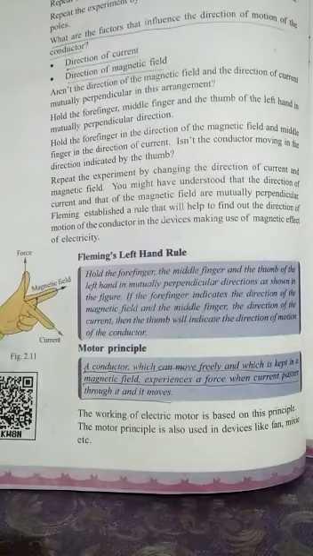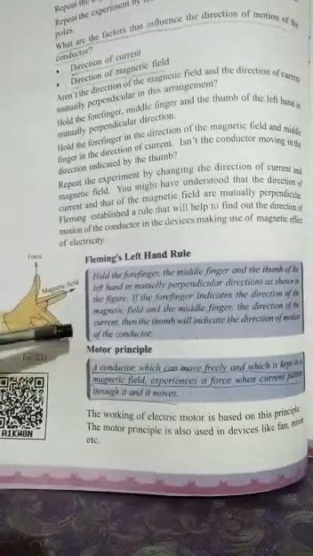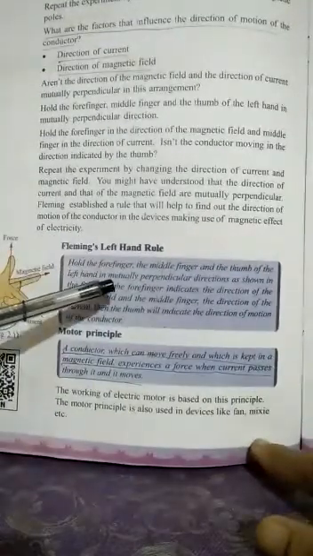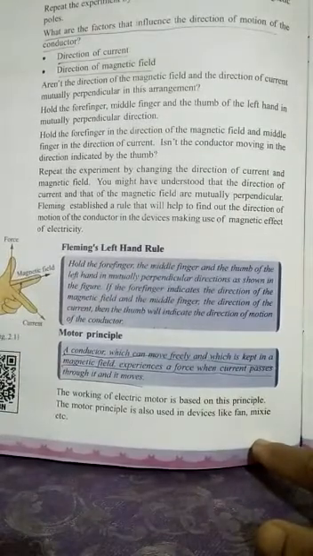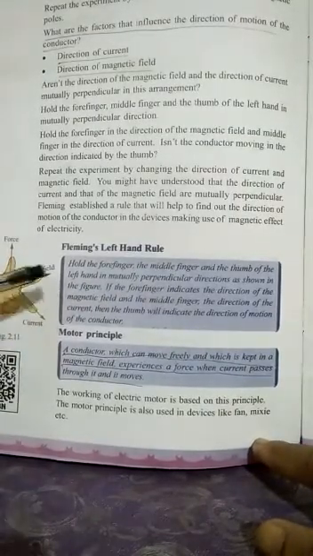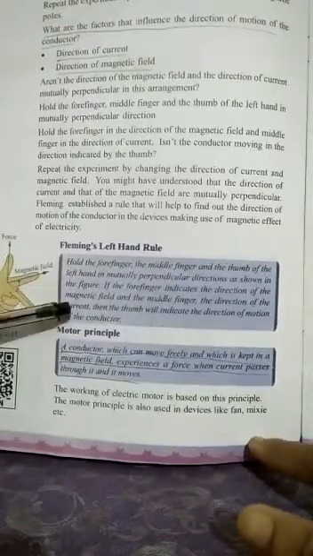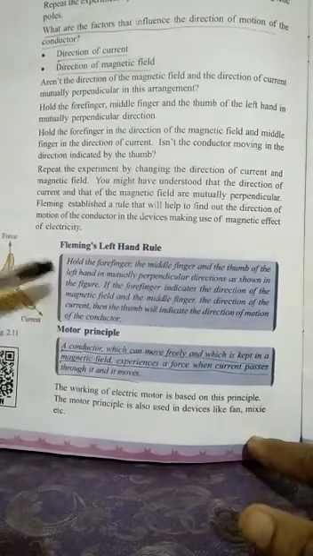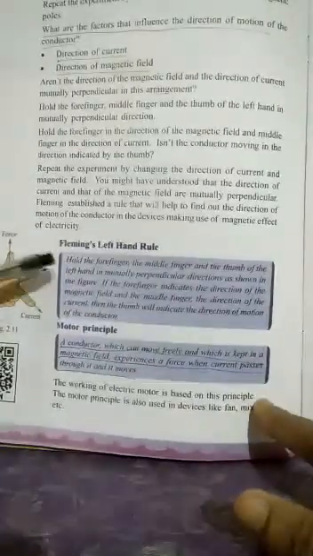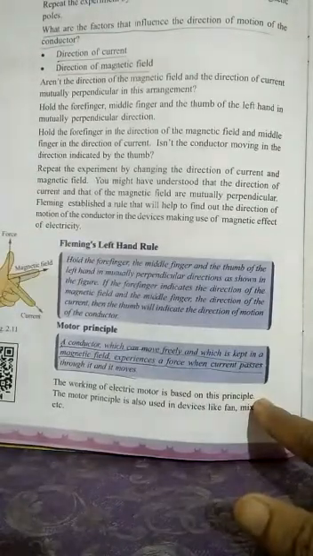Now, we are introducing one of the important rules which helps you determine the direction of motion of the conductor or the direction of force acting on it. Both will be the same. The conductor will move in the direction of force acting on it. For that we have one rule, which is Fleming's left-hand rule.